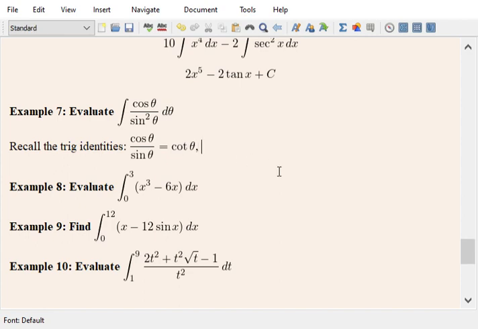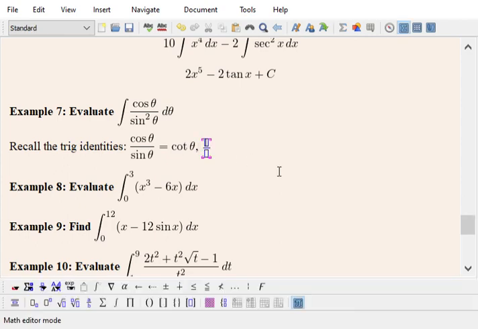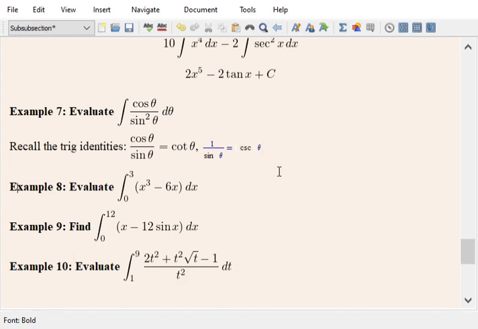Similarly, 1 over sine theta is equal to cosecant theta. Again, that is literally the definition of the cosecant function. So why do I bring those two identities up? Well, because that's exactly what we have here. We have cosine over sine times 1 over sine. If we just split the sine squared into its two factors.